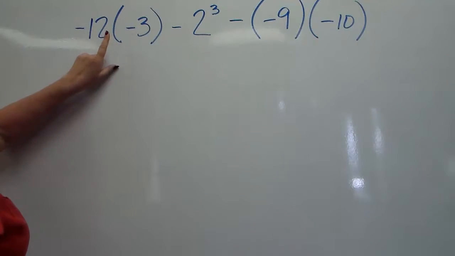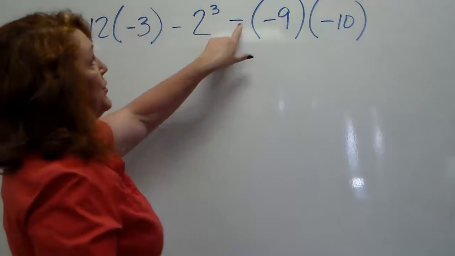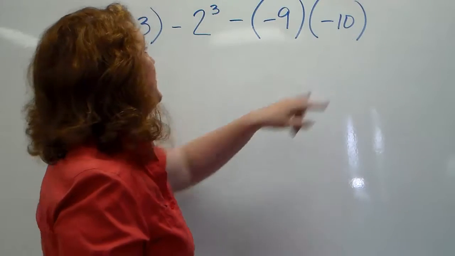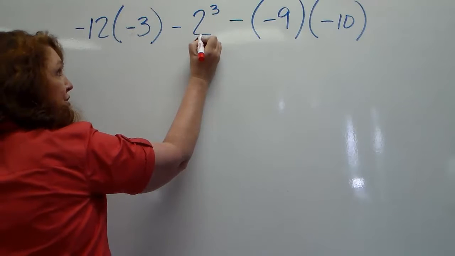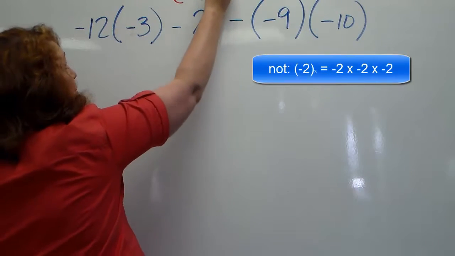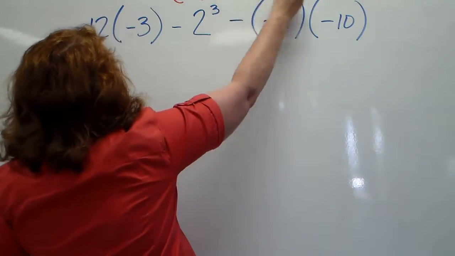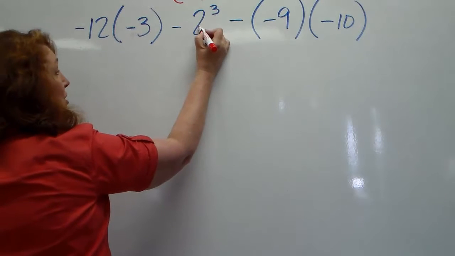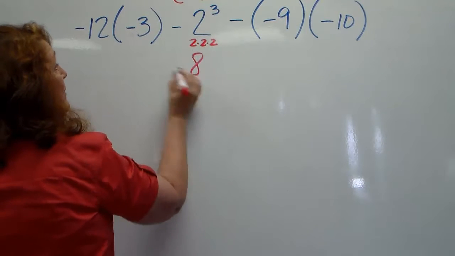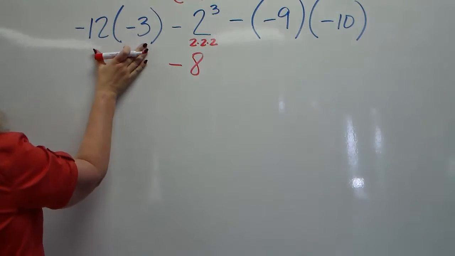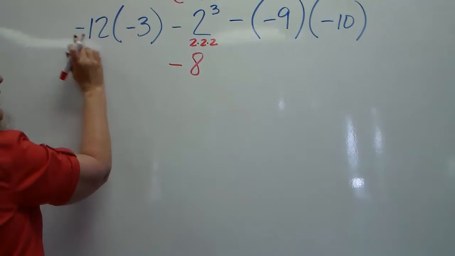This problem asks us to multiply, to subtract, to find an exponent, and to subtract, and to multiply these two numbers. Well, I'm going to start here. Now, this 3 is on this 2. It's not negative 2 to the third, where I would say negative 2 times negative 2 times negative 2. It's not that. This 3 is just on this 2. So I'm going to say 2 times 2 times 2, which is 8. So I'm going to bring down my 8 and my negative sign. I'm going to do this multiplication. 12 times 3 is 36, and a negative times a negative is a positive, so I'm going to bring down my 36.